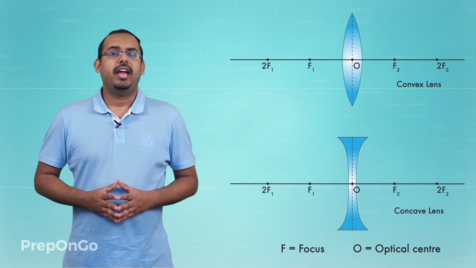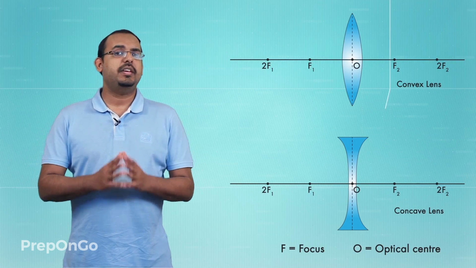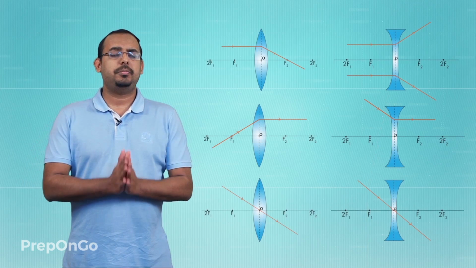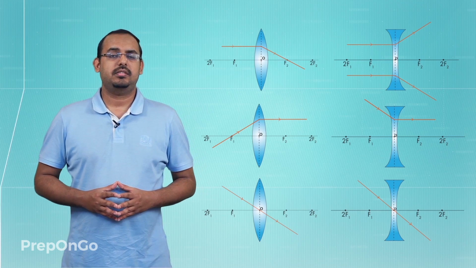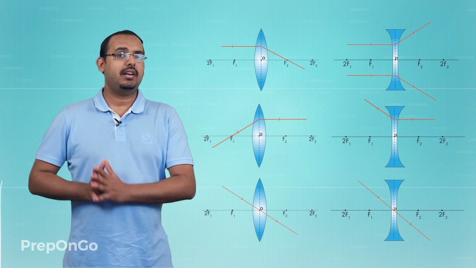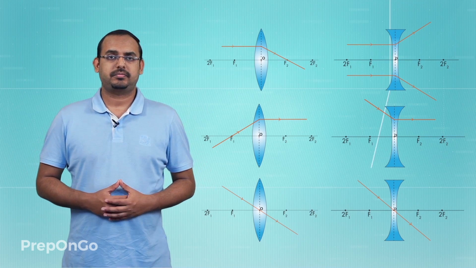Hello everyone. So till now we have studied what spherical lenses actually are, and we have seen some basic properties and basic principles of these spherical lenses. We have also studied the behavior of some special light rays when they refract from these spherical lenses. We have also seen the ray diagrams of these special light rays, right?